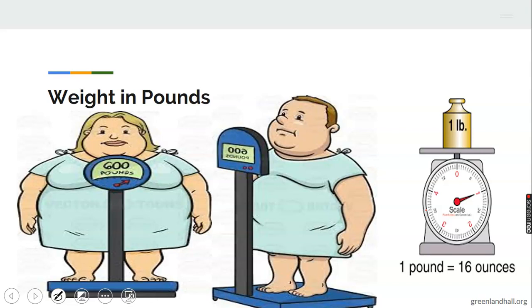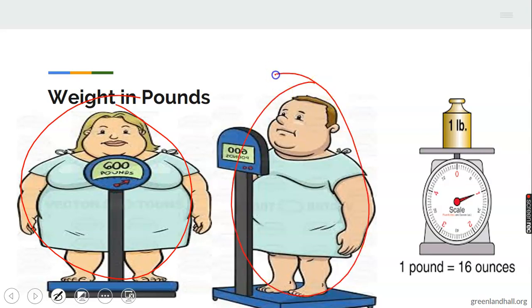You see, this girl weighs 600 pounds. Wow, that's so much weight. And this one is weighing about 600 pounds. But at the time when they reduce it, they say, oh, I lost 20 pounds. They're talking about their weight.